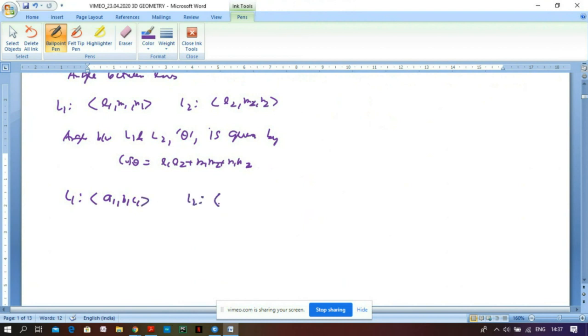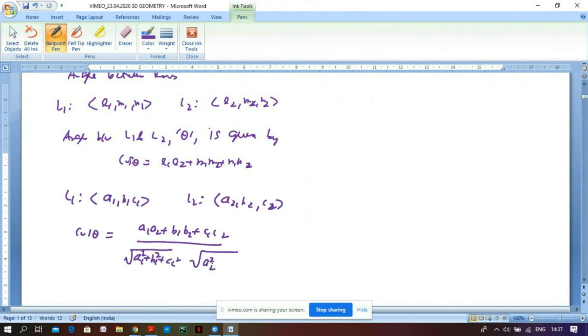so L1, L2, if I give general A2, B2, C2, if they are DRs, then the same angle cos theta will now be given by A1 A2 plus B1 B2 plus C1 C2 upon the square root of A1 square plus B1 square plus C1 square, times the square root of A2 square plus B2 square plus C2 square. They are in fact the moduli of the vectors that we spoke about, that cos theta is A dot B over modulus A times modulus B.